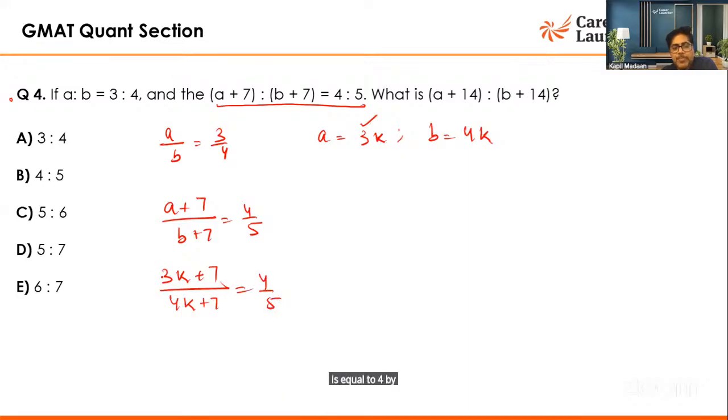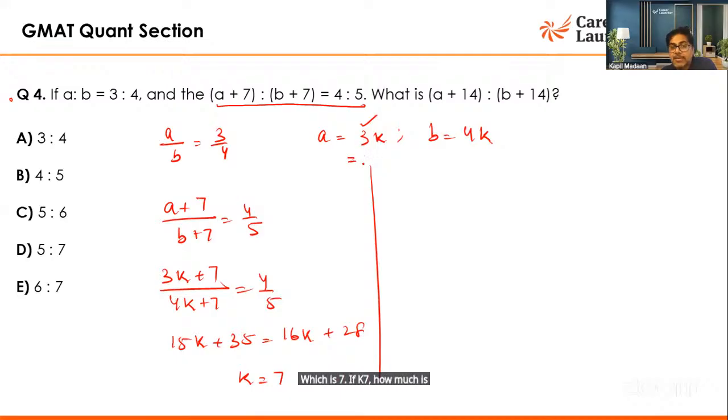Let's simplify. Cross multiplying, that is 15K plus 35 is equal to 16K plus 28. That means K is equal to 35 minus 28, which is 7. If K is 7, how much is A then? That is 3 into 7, which is 21. How much is B? 4 into 7, that is 28. So after simplification, you have got the values of A and B.